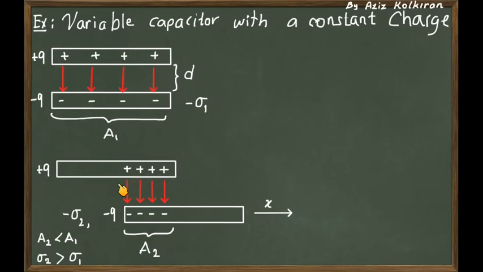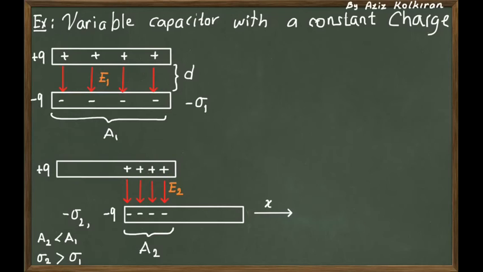That means the charge density is larger. Okay, the total charge again for both configurations is the same. The total charge does not change. And if this is A1 and this is A2, the areas of the overlapping regions, and if A2 is less than A1, then sigma 2 is larger than sigma 1 because the total charge is now restricted to a smaller surface area.